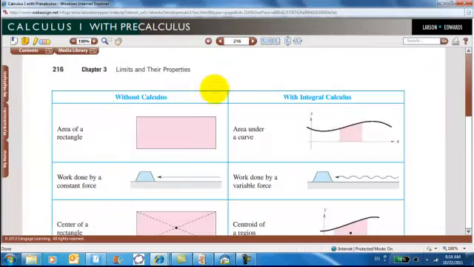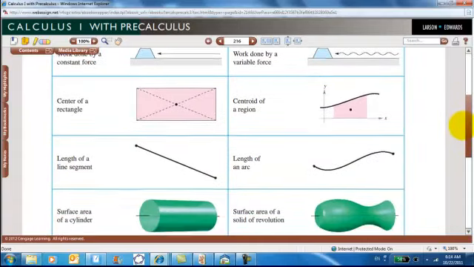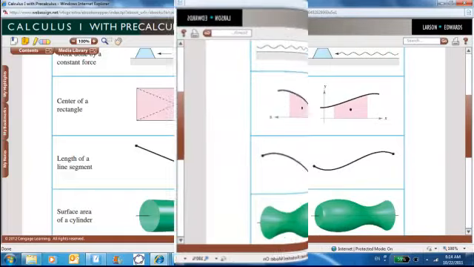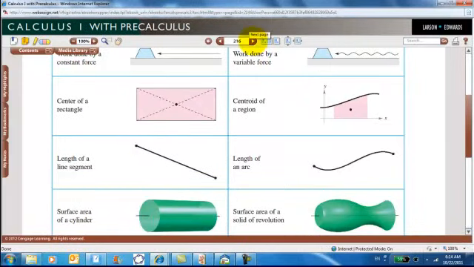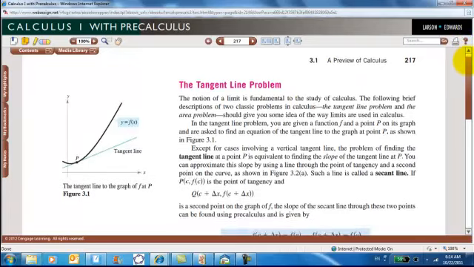Here we go. Area. We were very much limited to the formulas from geometry before. Now we can look at the area under any function. We'll do that in the second semester. Work is one of the applications of area. And these other things are more advanced topics. We might get to some volumes of rotation problems.